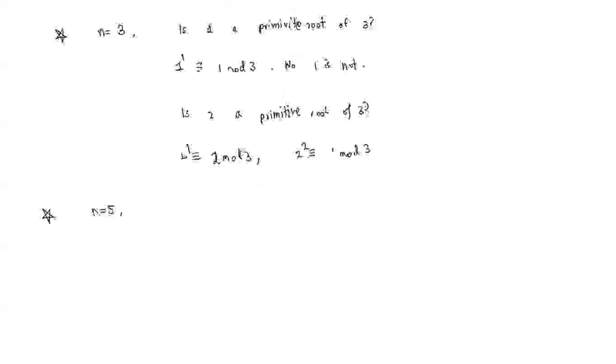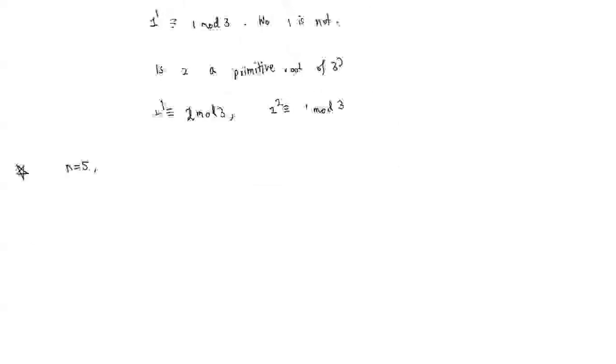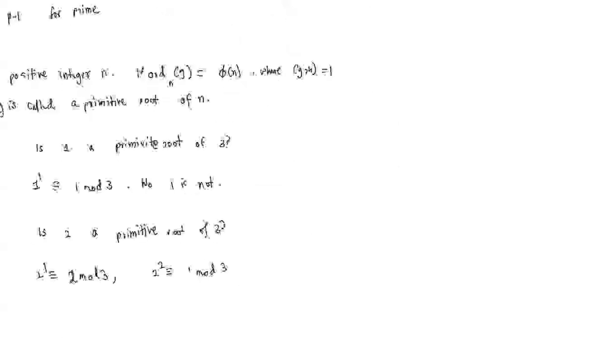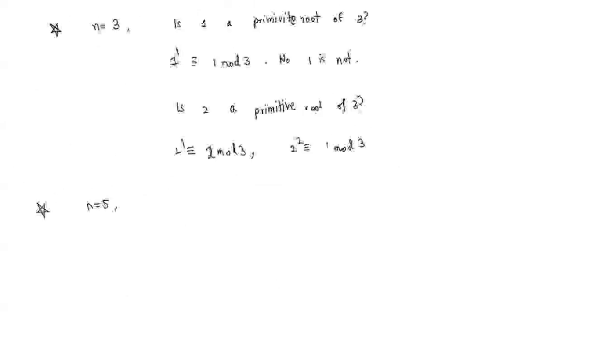Let's work with n equal to 5, which is prime. Is 1 a primitive root? 1 cannot be a primitive root. It is never a primitive root, except perhaps for n equals 1. So we got that 1 is never a primitive root. What about 2?